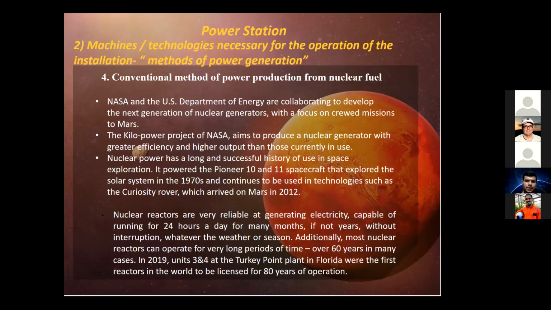It powered the Pioneer 10 and 11 spacecraft that explored the solar system in the 1970s, and continues to be used in technology such as the Curiosity rover, which arrived on Mars in 2012. Basically, NASA and JPL used a small nuclear reactor in the MSL, the Mars Science Laboratory, which took the Curiosity rover from low Earth orbit to the Martian surface.